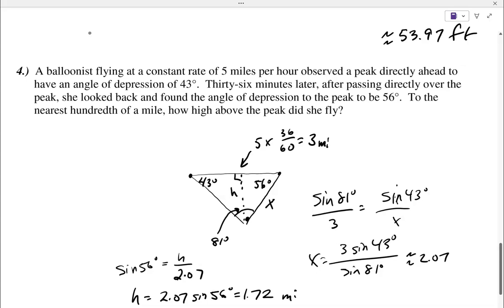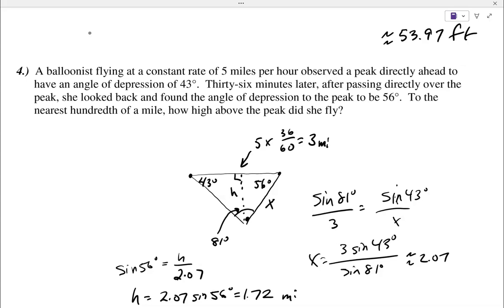What I would say is that balloonist is high up. You're going over the top of a mountain and you're another 1 3/4 miles above it. I hope you have some oxygen with you at that point.